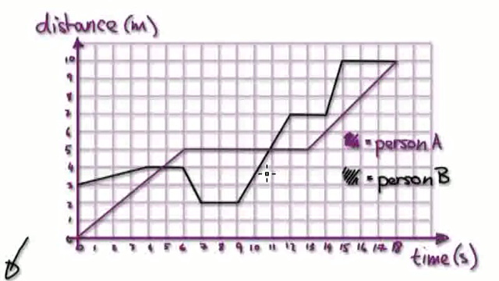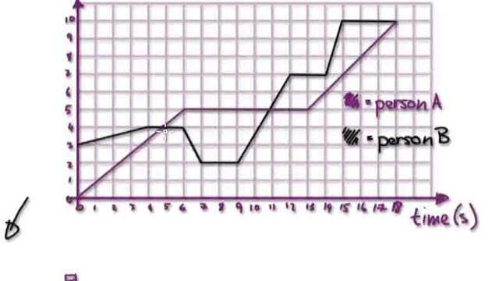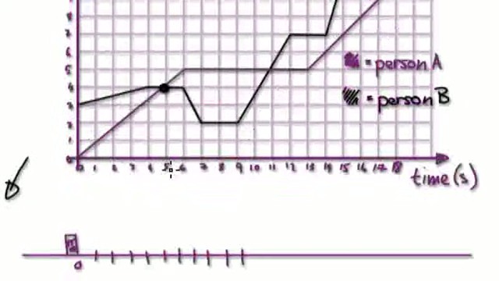Now, when is it that the two people are at the same point? Well, if you look at this here, at time roughly 5, just before 5 seconds, person A is at the 4 meter mark. So 1, 2, 3, 4. So person A is right here. Now look at this board here. Person A and person B are at the same spot, right here, and also right here.